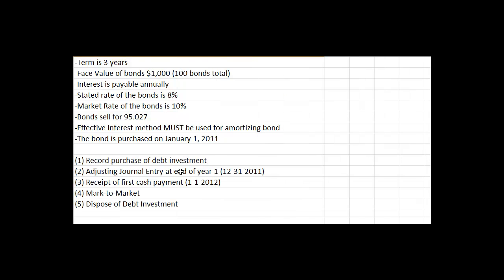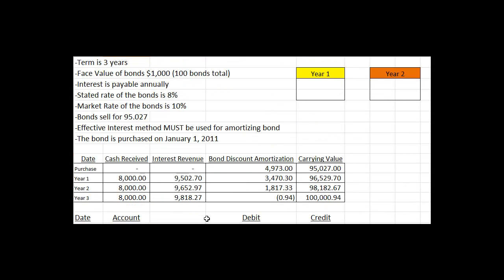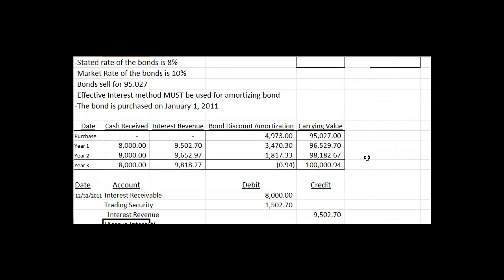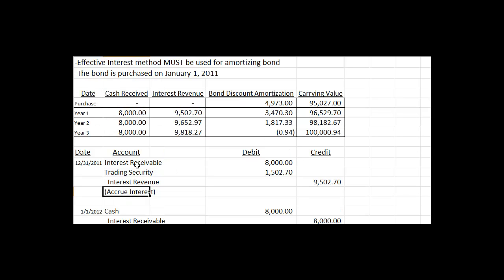Acquisition. Adjusting at the end of the year. So at year end here, again, the reason to do this is 1 year has passed. We don't get paid any interest this year. We have to accrue the interest to show that we've earned it. The same amortization that we've had in the other two problems still holds true. We earned the same 9,502. We still use the effective interest method. The only change here is that we are increasing the amortized cost of the trading security by the difference between the interest revenue and the cash received.